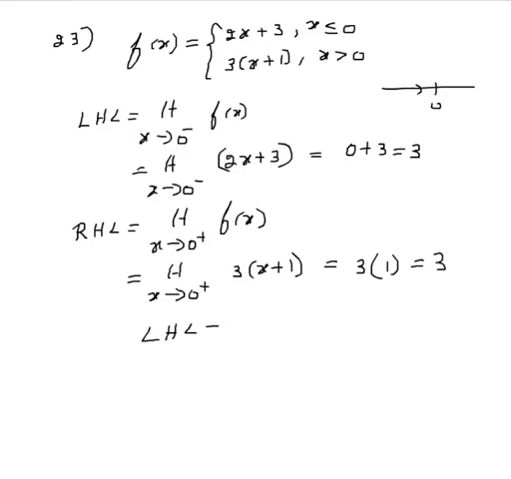Therefore, the limit exists. Therefore, limit extending to 0 of f of x, if I write extending to 0, 0 minus as well as 0 plus both are included, is equal to 3. This is the answer.